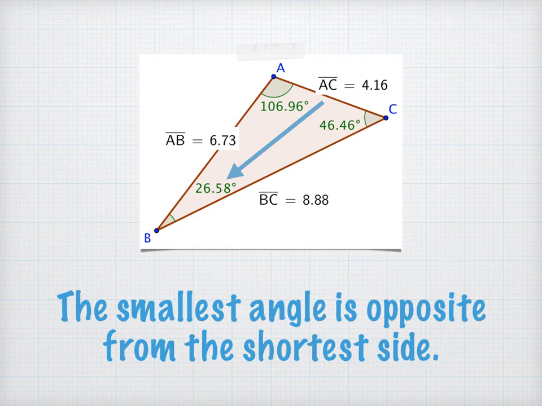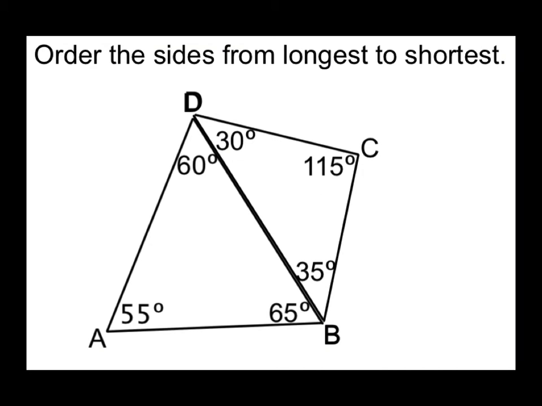Let's try a few examples. Take a minute and sketch this into your notes. Push pause if you need to. We want to put the sides in order from longest to shortest. So focus on the fact that we have two separate triangles. Let's start by looking at the triangle on the left. I see 65 is the biggest angle, so therefore AD is the largest side of the triangle on the left. The medium angle tells me that AB is the medium size, and 55 is the smallest angle, so therefore BD is the shortest side of the left-hand triangle.